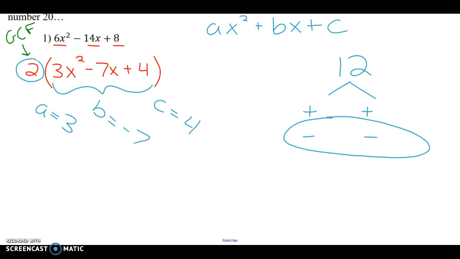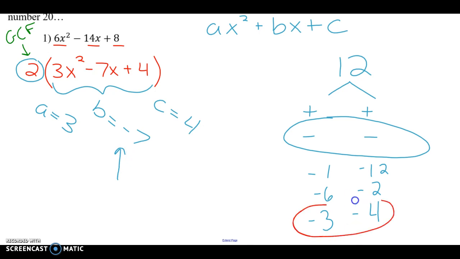So now you just have to determine what times what is 12 that also adds up to 7. So if you want, you can kind of go through the numbers. We know 12 could be 1 and 12. It could be 6 and 2. It could be 3 and 4. But we know they both have to be negative, right? So now, which of these scenarios is the one that adds up to negative 7? It's this one right here. Does everyone see it?